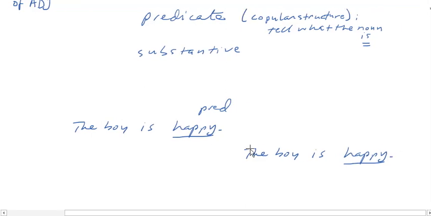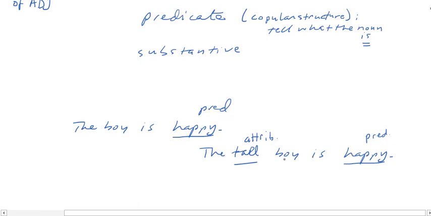All right, so how about this? Let's not say the boy is happy, but the tall boy is happy. All right? What kind of adjective is tall here? Okay, yes, so this is attributive because this adjective is telling me what kind of boy we're talking about, right? Happy is still a predicate adjective because it's what I'm telling you the tall boy is.